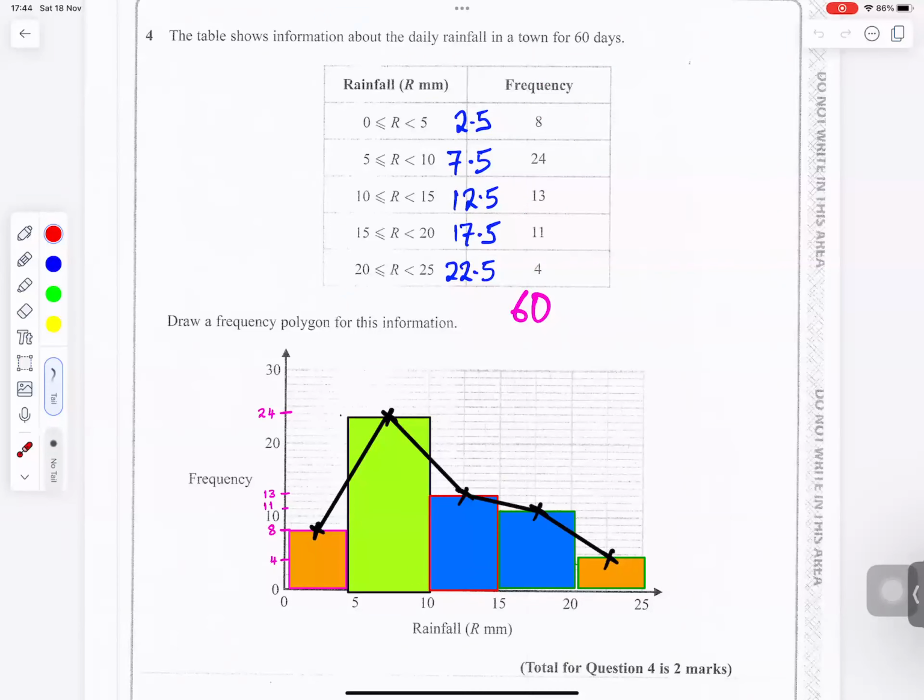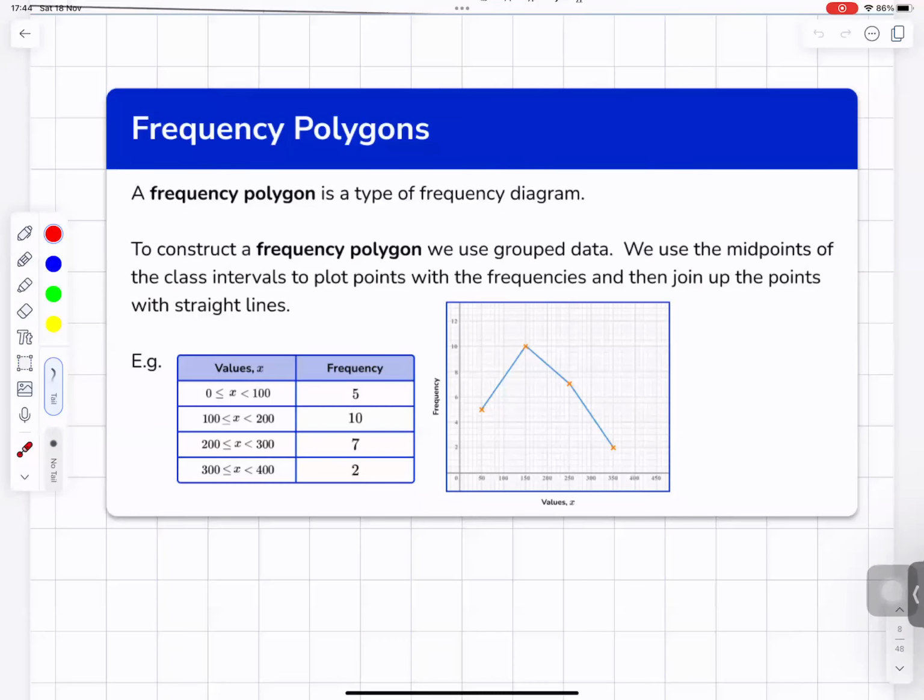Now you plot the middle numbers. So you plot 2.5 and you mark 8. Next one, 7.5, and you mark 24. And so on, then join them with a straight line. This black line is the answer. You don't need to draw the bars underneath. This is what a frequency polygon looks like.